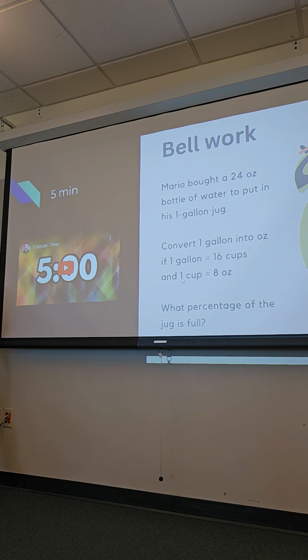So what we're asking you is, you have 5 minutes, you're going to convert a 24-ounce bottle that is inside of a 1-gallon jug. You're going to find the percentage that it's full. Okay? 5 minutes. Go.